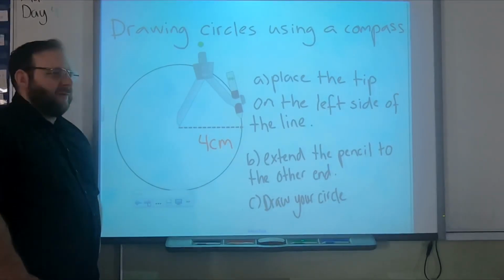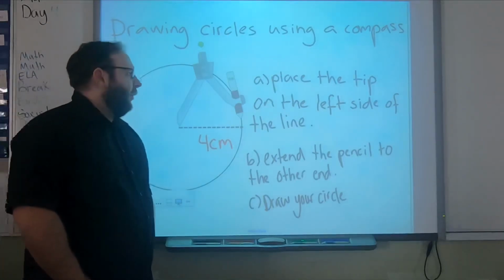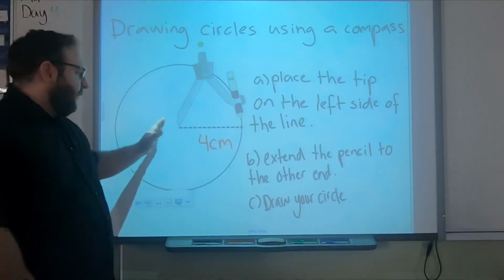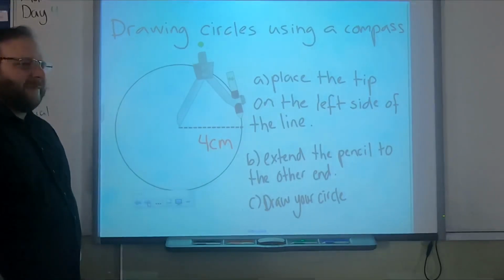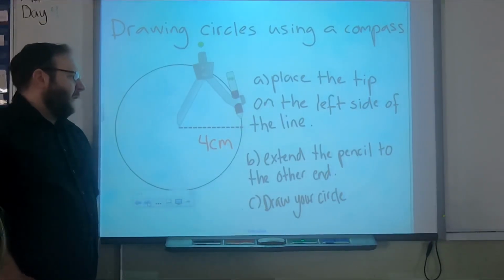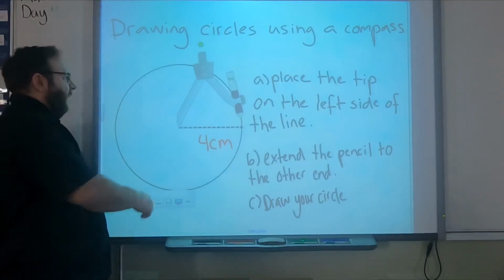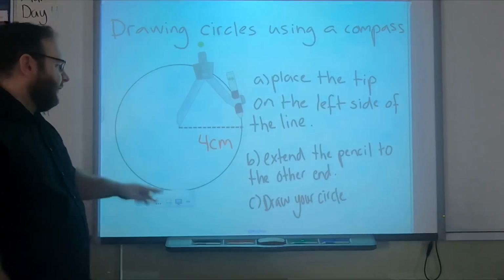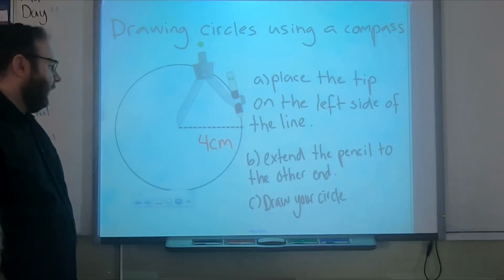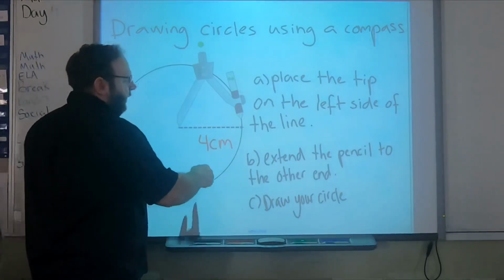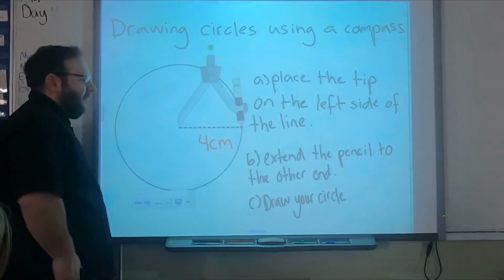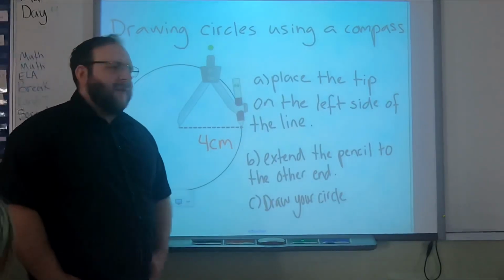Drawing circles actually is quite simple. So the first thing you want to do is place the tip on the left side of your line. So in this example here, our circle has a radius of 4. So what we do is we make sure that the tip of your compass is right on the center of the line. And of course, we're going to extend our pencil to the end of our radius. So the first thing you want to do is draw the radius.